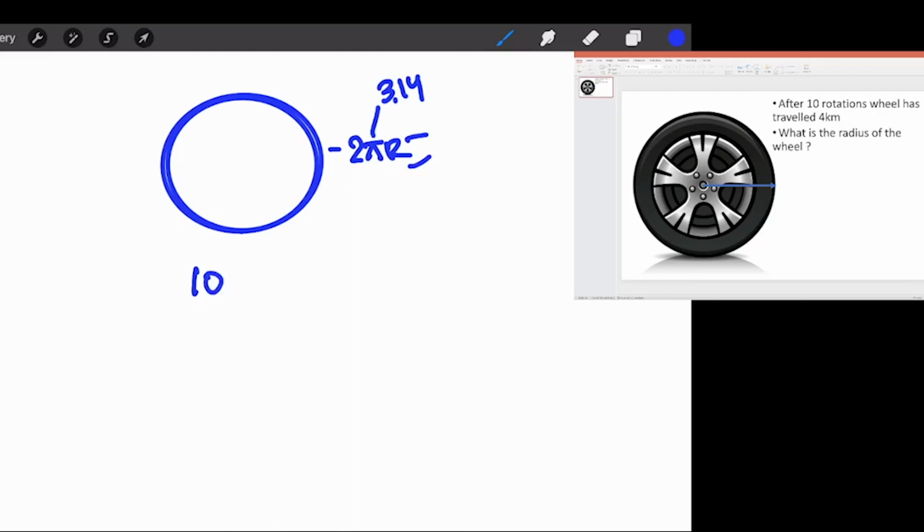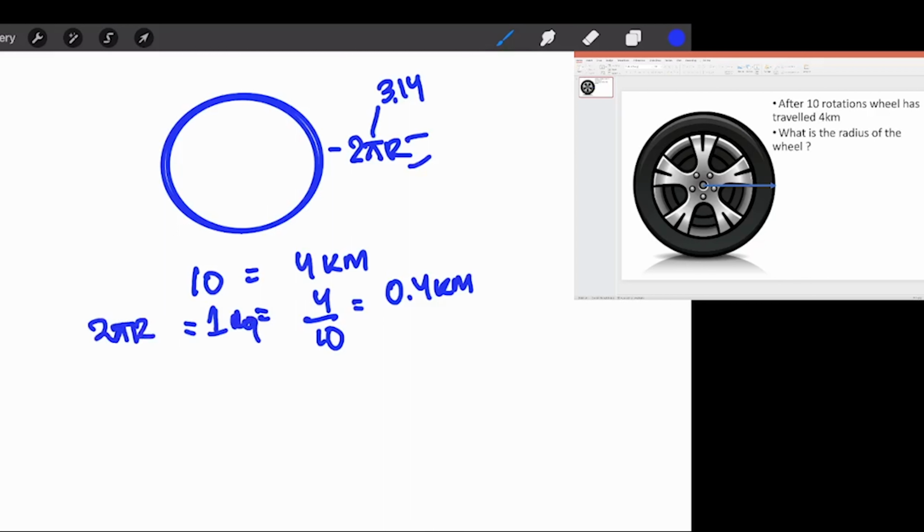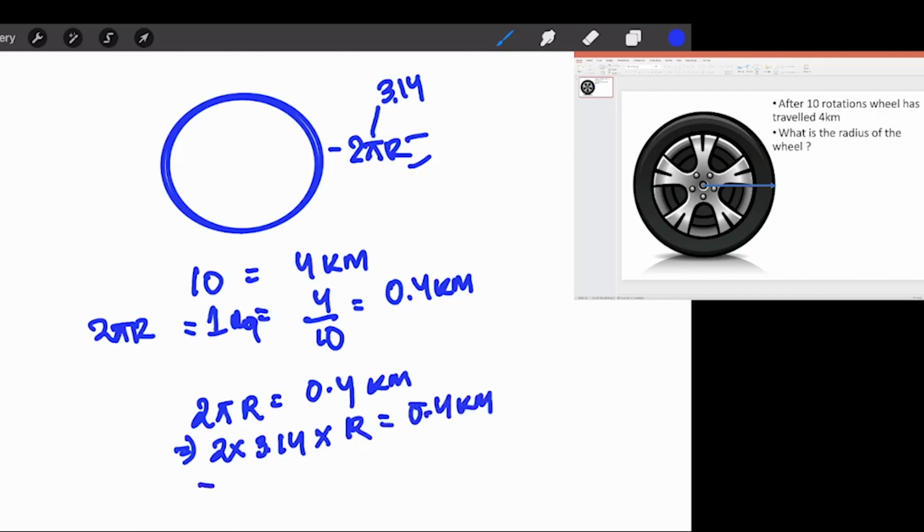Now we know that in 10 rotations it has gone 4 kilometers. So in one rotation, definitely 4 by 10, which is 0.4 kilometers. One rotation is 2 pi r, right? So can I write 2 pi r is equal to 0.4 kilometers? Yes. Now what we know is 2 into 3.14. Do we know the radius? No, we don't know. 0.4 kilometers. Let's solve this. r is equal to 0.4 kilometers by 2 into 3.14. Let's solve this.